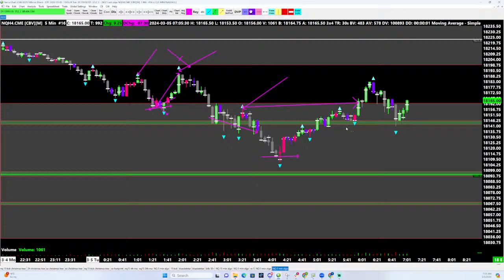In other words, this is a great example right here. See how I have this little swing right here? So if someone came to me and said, Simon, where do you want to get long? And we're up here, I would have gone, hey, I'd love to get underneath this swing right here, find a long entry for the push back up.